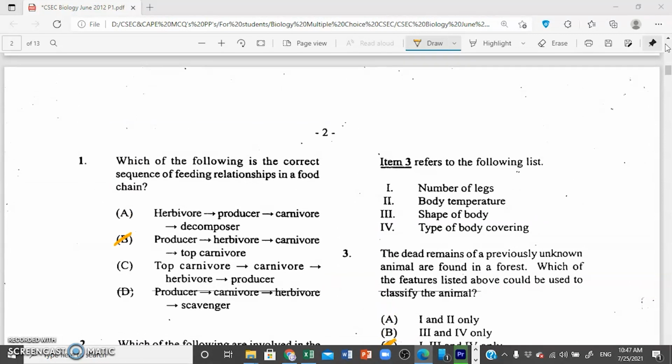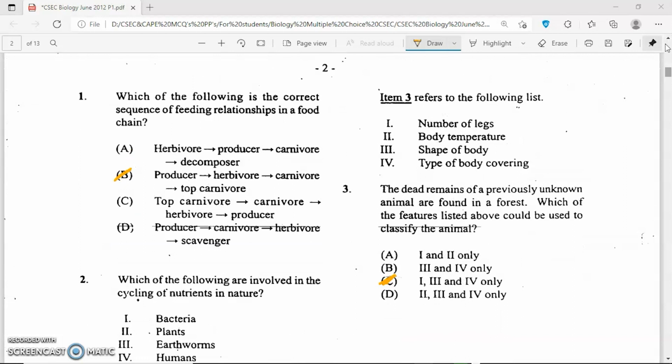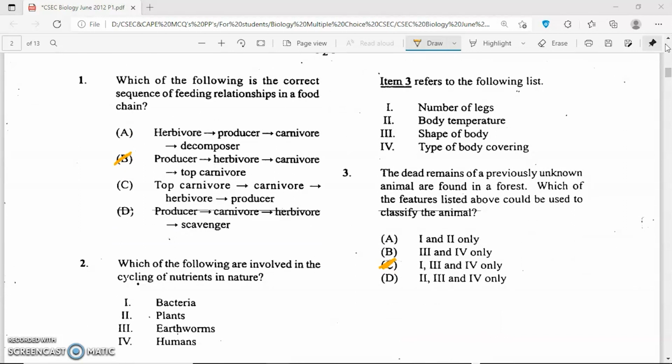Item 3 refers to the following list: number of legs, body temperature, shape of body, type of body covering. The dead remains of a previously unknown animal are found in a forest. Which of the features listed above could be used to classify the animal? So the answer here is C. You could use the number of legs of the animal, right? Because it could be a bird as well as a four-footed animal. You could use the shape of the body as well as the type of body covering. So the answer there is C.